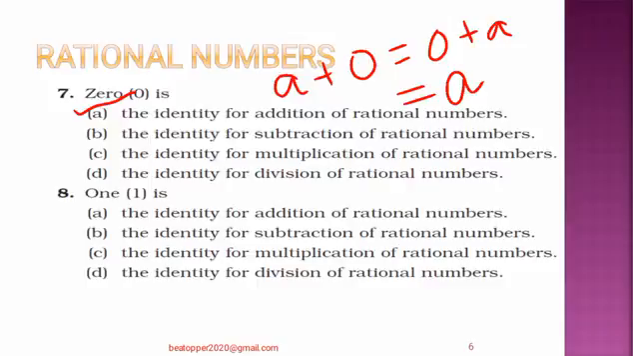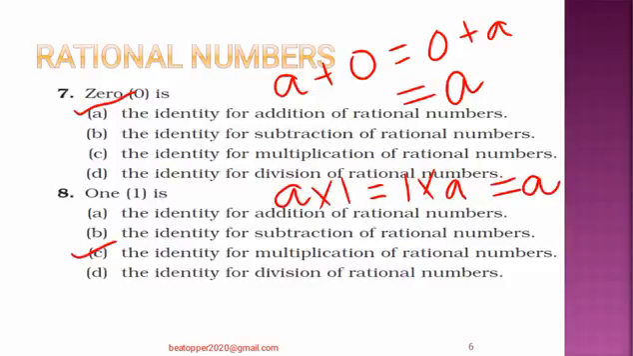Then what about the multiplicative identity? The next question is: 1 is the identity for multiplication of rational numbers. Multiplicative identity means if you multiply a number with 1, or 1 into a, where a is a rational number, it results in the same number. So we get the same number if it is multiplied with positive 1. Sometimes the choice will be negative 1. There are questions like that, but never confuse them. We get the same number only if we multiply with 1.